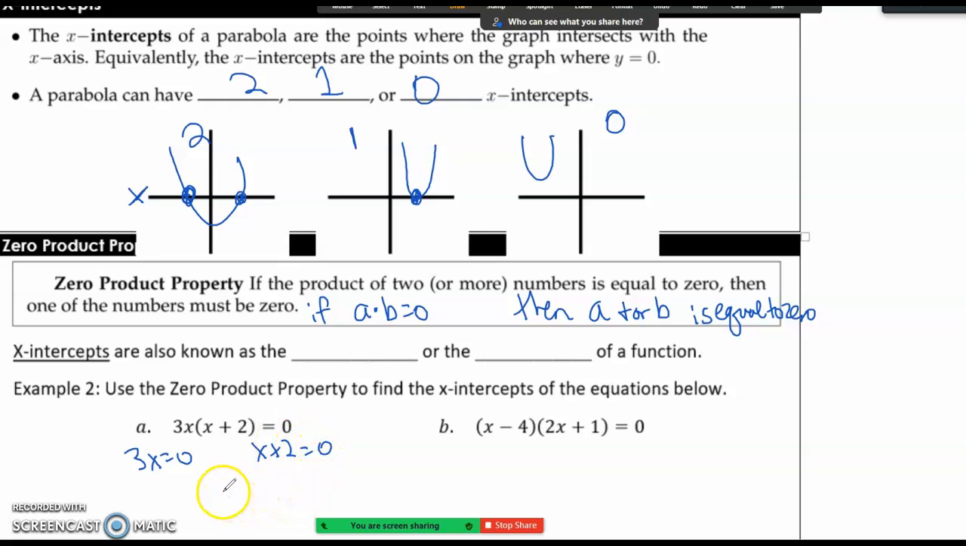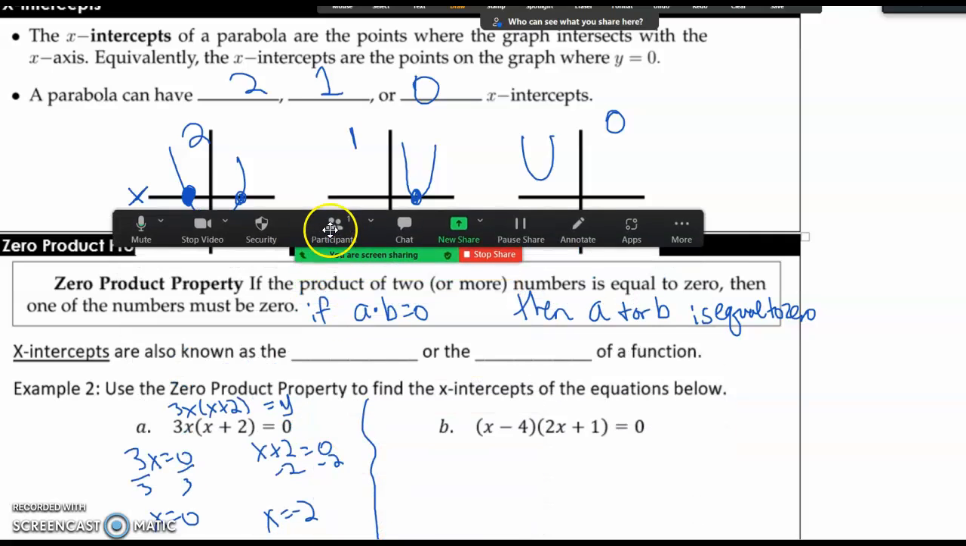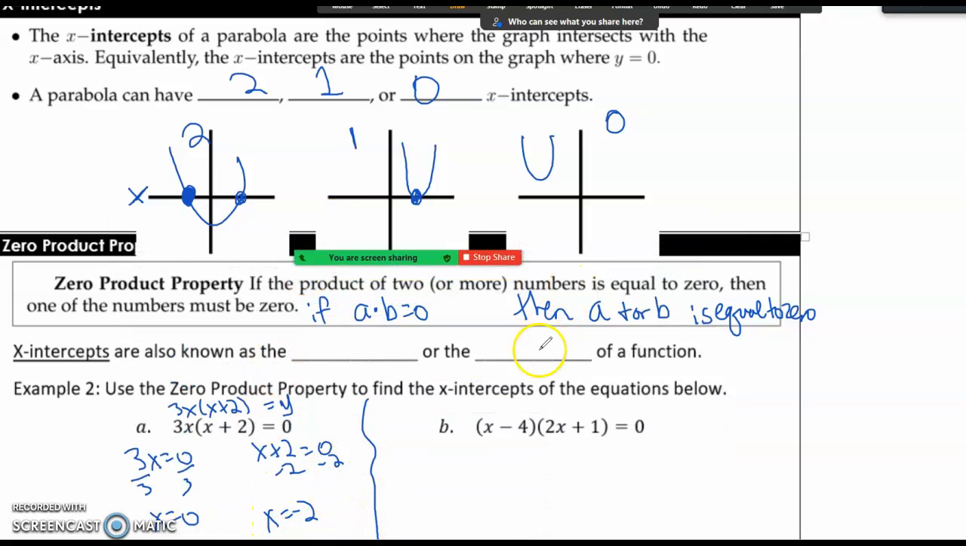And this ties into my x-intercepts because I am saying that my output is 0. So we're saying that my y is 0. So this is like saying 3x times x plus 2 equals 0. I know my y is equal to 0. So if I find my x-intercepts, I'm saying my y is equal to 0, and each of my factors can be set equal to 0. So this example A would have x-intercepts at x equals 0 and x equals negative 2.